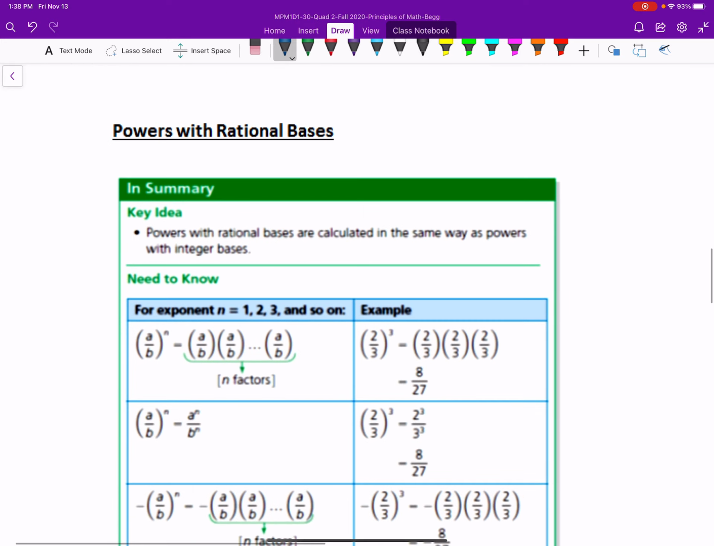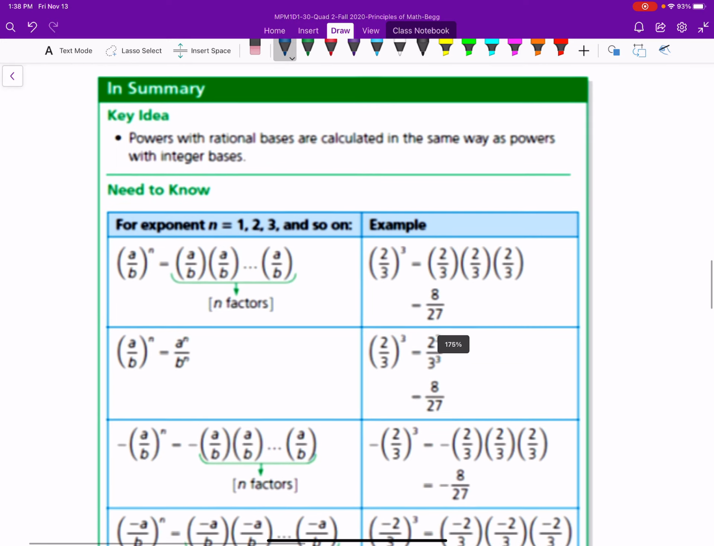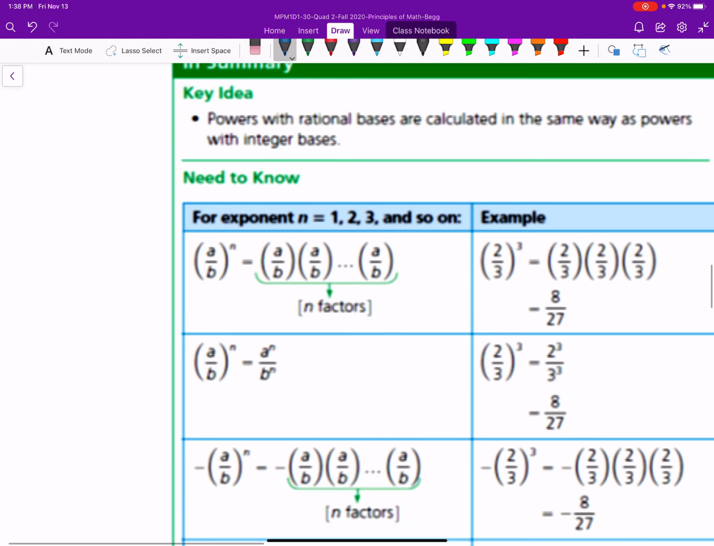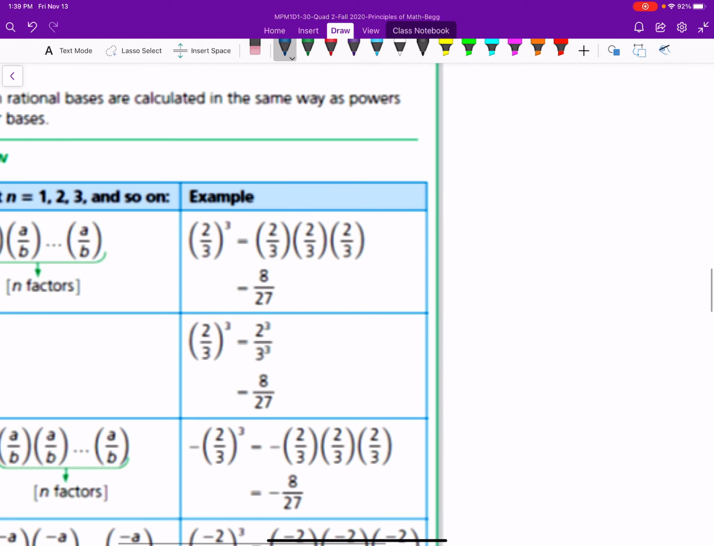What else? Oh, powers with rational bases. Yes. Powers with a rational base are calculated the same way as powers with integer bases. So in other words, let's look at an actual number example. If I have 2/3 all raised to the exponent 3, and I mean by all that 3 is on the brackets around it, it means multiply 2/3 times itself 3 times.